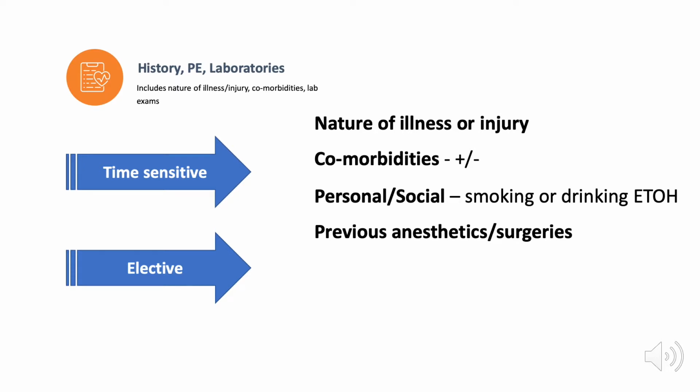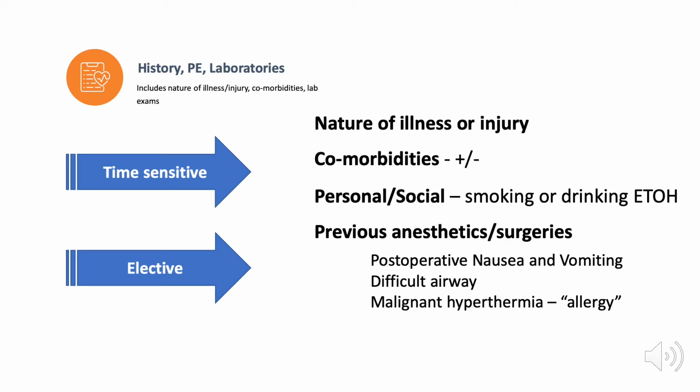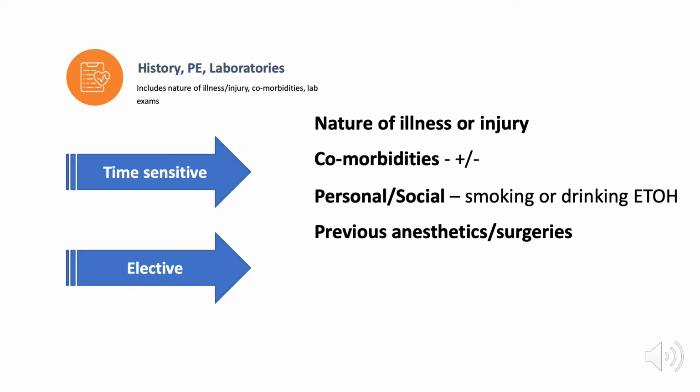And this is important. If the patient has previous anesthetics or surgery, you look for side effects from anesthesia like post-op nausea and vomiting, a difficult airway, or sometimes they mention allergy, and you need to dig some more and rule out malignant hyperthermia. And you ask for medication allergies.